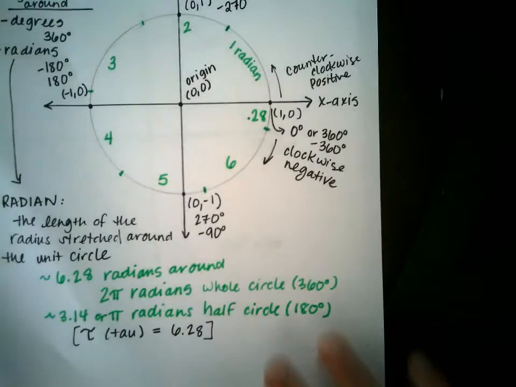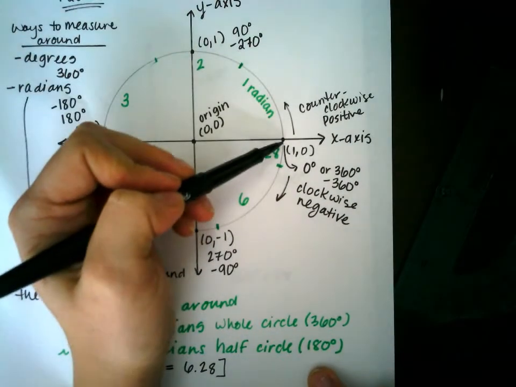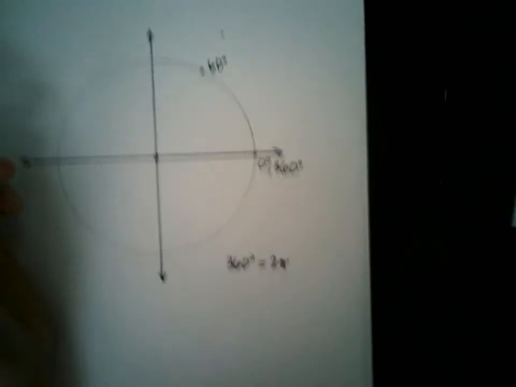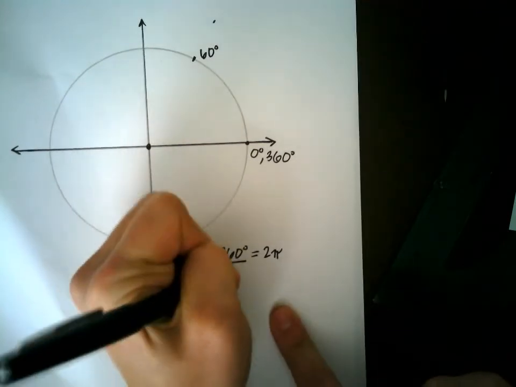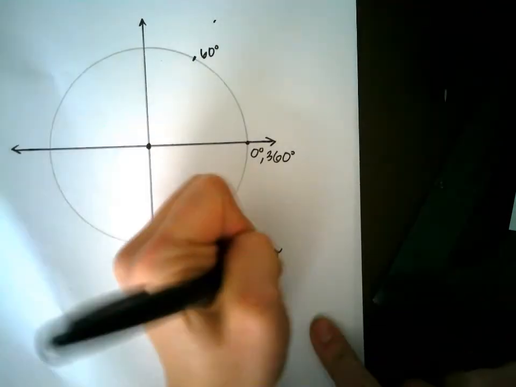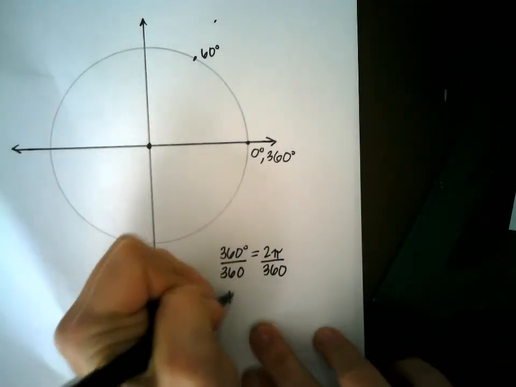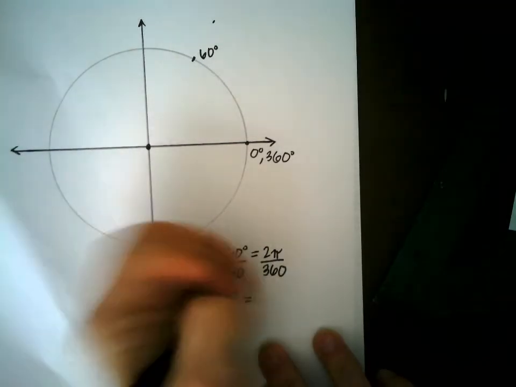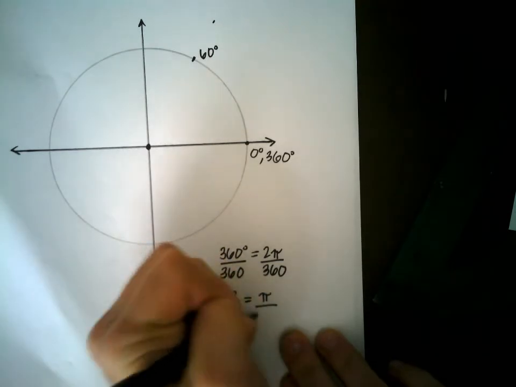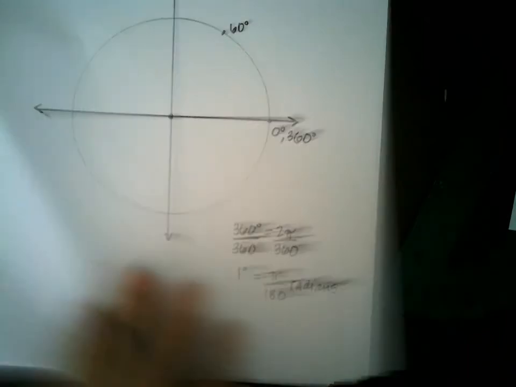Because remember right here, we measured around and it was 2 pi radians, or 360 degrees. So to figure out how much 1 degree is equal to, I'm going to divide this by 360. But to keep the equation balanced, I need to do that to both sides. If I divide this here, I get 1 degree on this side. And if I simplify this fraction here, I end up with pi over 180. So 1 degree is equal to pi over 180 radians, which is a really small amount of radians.